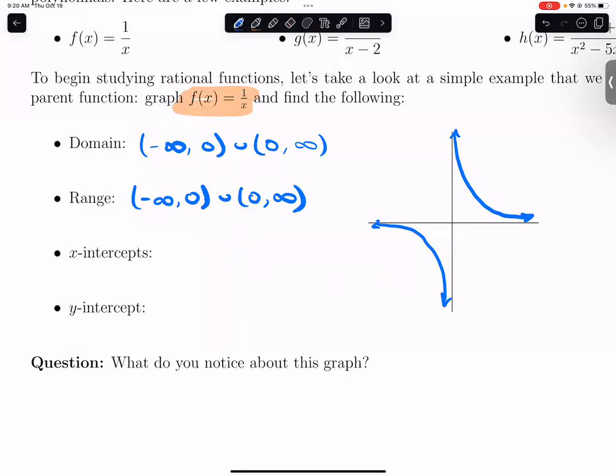So what about the x and y intercepts then? There are none. It doesn't ever cross the coordinate axes, right? It gets close to them, doesn't cross them. That means there aren't any intercepts.